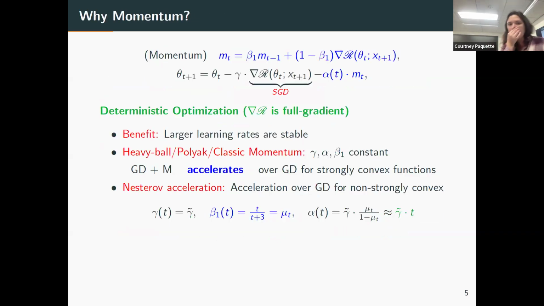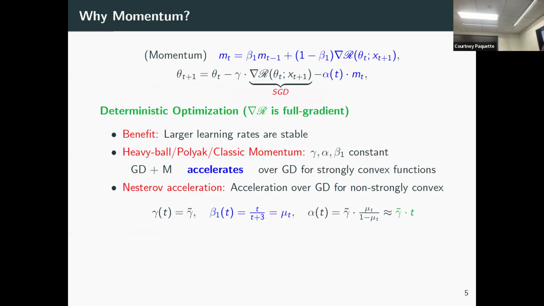All right, so if you go to deterministic optimization, where you don't have a stochastic gradient and you actually compute the full gradient, we know that in that setting, momentum allows you to take larger learning rates and they're more stable. So you get larger learning rates, which are more stable.